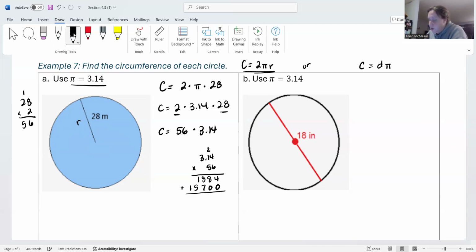I want to add my partial product. So let's see, I get 4, 8. 8 and 7 is 15. So I keep a 5, I carry a 1. 1 plus 1 plus 5 is 7. And then there's nothing to add to the 1, so I just drop it down.